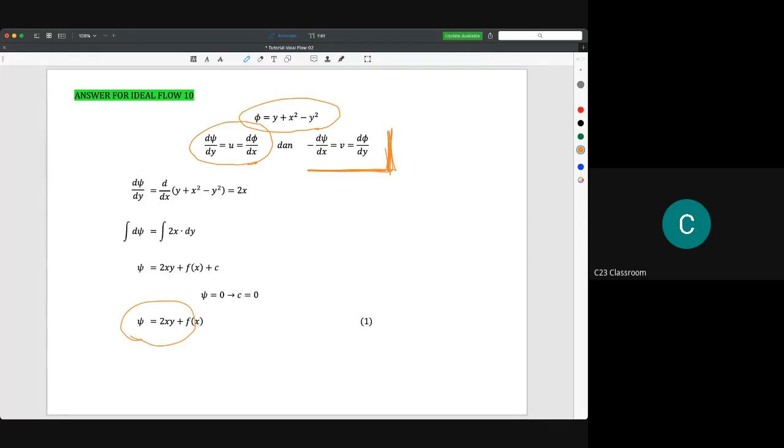Let's start with d psi over dy first. We substitute the value, it is equal to d phi over dx. So we substitute the value of phi here, and you have d over dx of y plus x squared minus y squared. And then the answer is 2x.